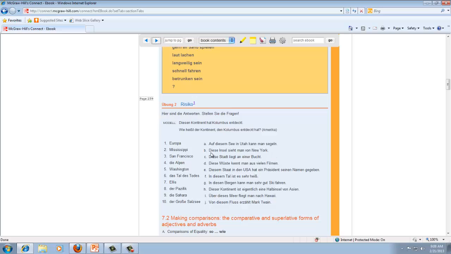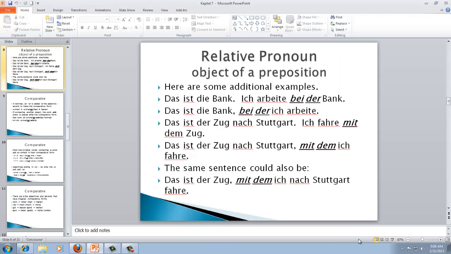Okay? So, you're not only going to create a question, but you're going to create a question that has a relative clause and a pronoun included in that. So, wie heißt die Insel, die man von New York sieht? Notice too that there are some in here, for example, über dieses or von diesem or auf diesem, that have the prepositions in there. So you will have to create some that have prepositions. Okay? Gut. So, going back to the PowerPoint, alright.